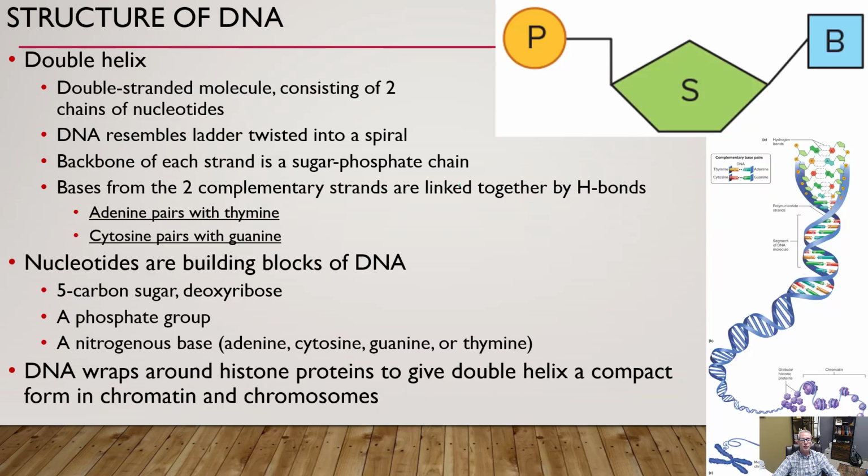All right, looking at the structure of DNA again. Remember, it's a double helix structure. It consists of two chains of nucleotides. Remember, it resembles a ladder twisted into a spiral. Its backbone is that sugar phosphate backbone. And then we have those complementary strands that are linked together by hydrogen bonds. Those are going to be our bases. Remember that our A's pair with T's and our G's pair with C's, adenine with thymine, guanine with cytosine, and vice versa.